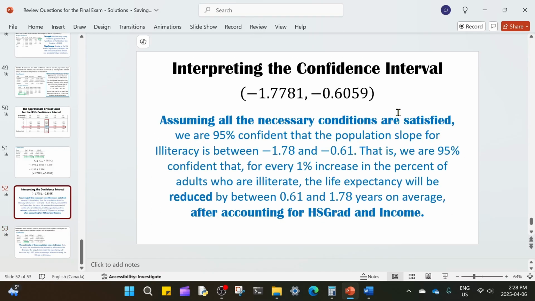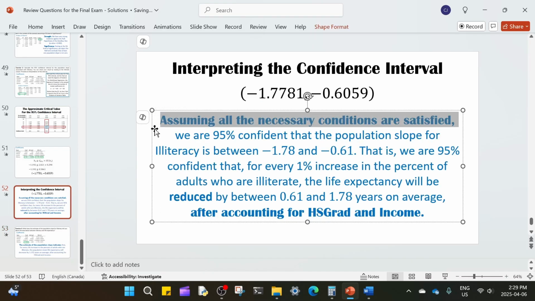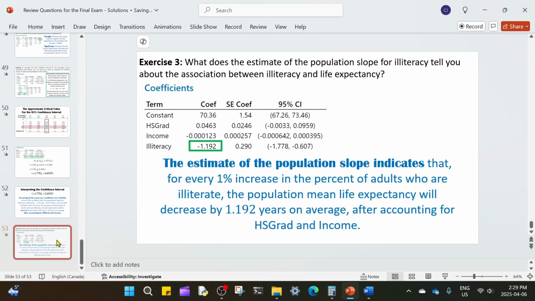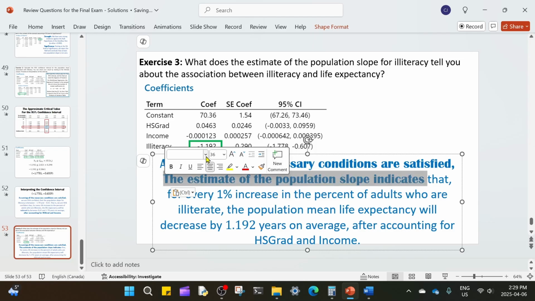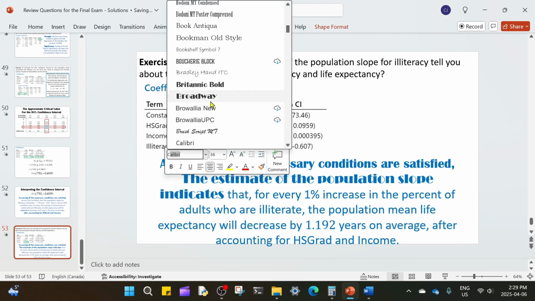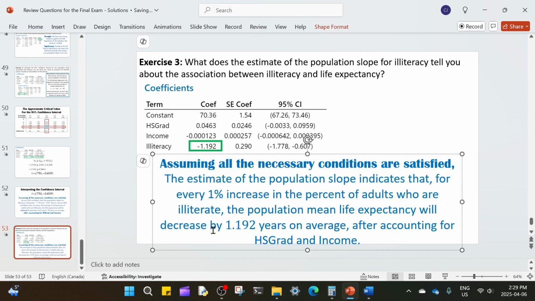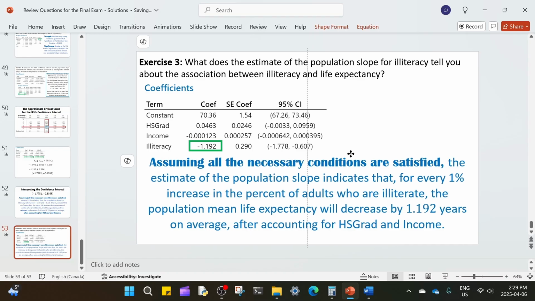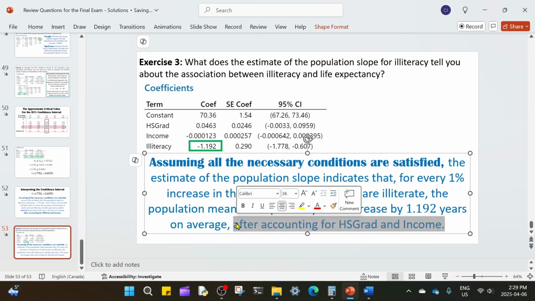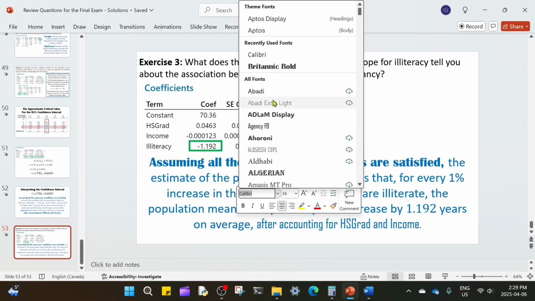And you know what? Probably you want to add this in as well, just to be sure. Let's add that in there. Let me turn this back to Calibri. Okay, so assuming all the necessary conditions are satisfied, the estimate of the population slope indicates that for every 1% increase in the percent of adults who are illiterate, the population mean life expectancy will decrease by 1.192 years on average, after accounting for the other two predictors in the model. So let's emphasize that one as well.